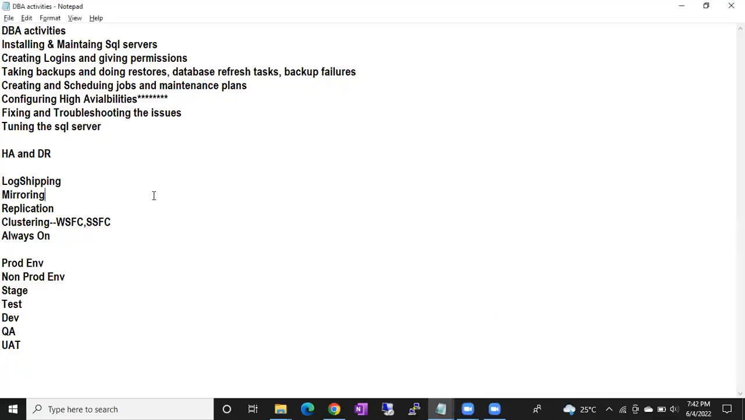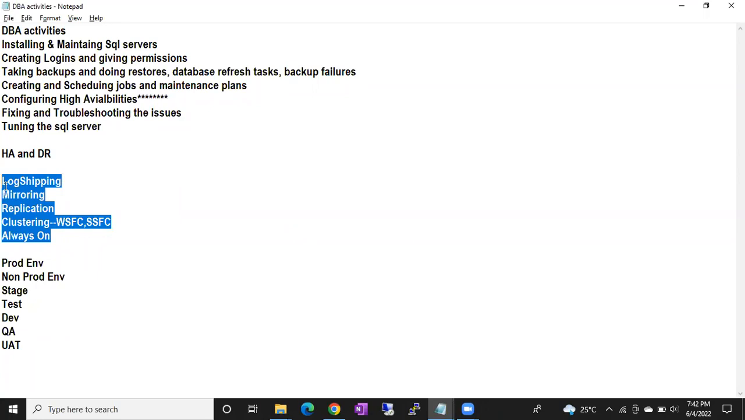Right. Okay. So we have 5 high availability features, guys. Log shipping is one high availability and disaster recovery feature. Mirroring is another feature. Replication is another. Clustering is one more feature, guys.